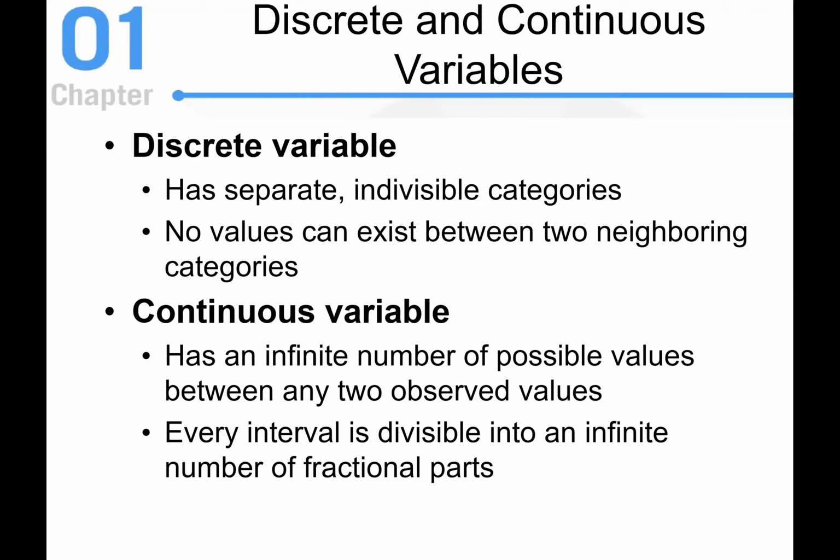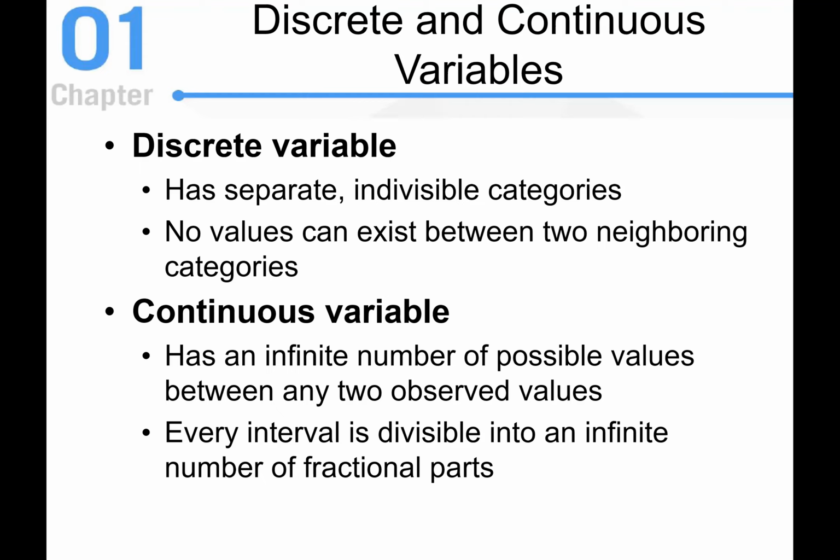All right, so first, a discrete variable is going to have separate indivisible categories. So you can't cross into these categories. They don't mix. They are discrete. They are separate. You can't divide the categories into smaller chunks of the particular category it is. The category is what it is, and it's separate from other categories. So no values can exist between the two neighboring groups.